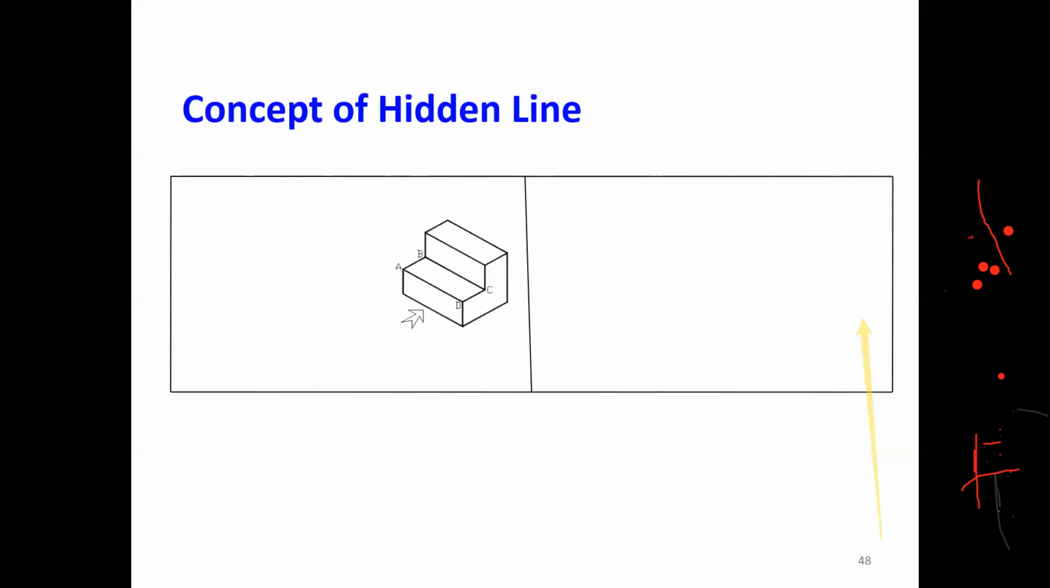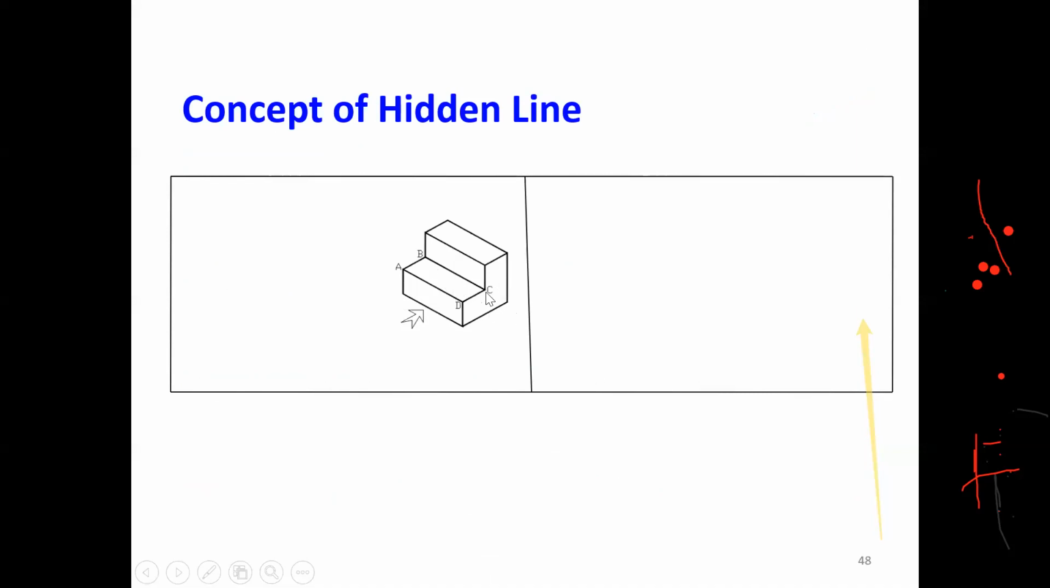So the concept of hidden line, everybody knows how to draw the hidden line. The object is in front of you, and the arrow indicates that the observer is on this side. The front view you will always get from this arrow side. So for the front view, this surface is visible, this surface is visible. Top view, this surface is visible, this surface is visible.